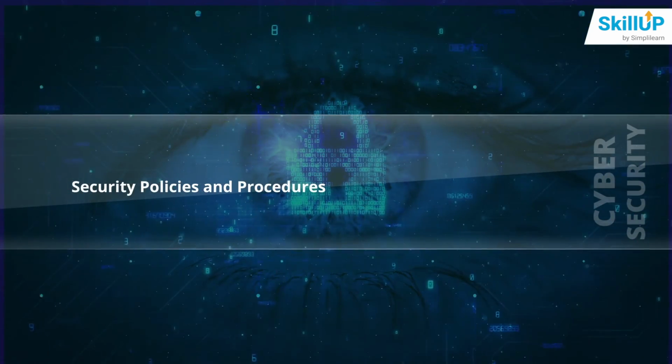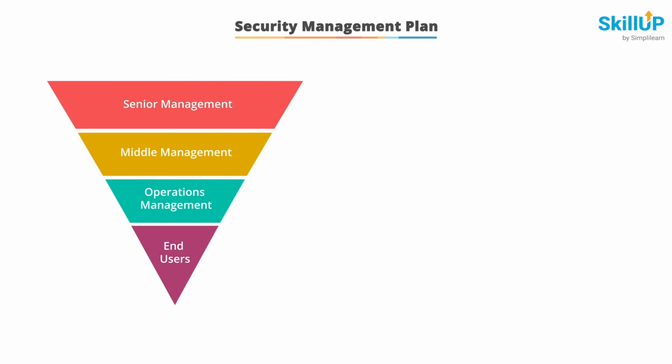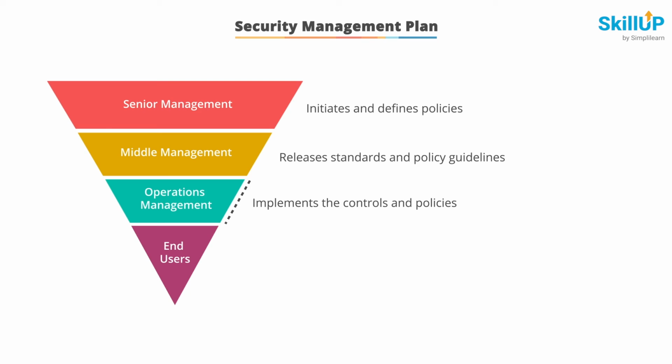Security policies and procedures. The Security Management Plan, or SMP, should use a top-down approach. Senior management is responsible for initiating and defining policies from the top down. Middle management is responsible for releasing these standards, baselines, and guidelines in relation to the policy that was established by the senior management. The operations management and IT teams then implement the controls that were defined above. Finally, the end users must comply with all the functions of the organization. Everything should have the approval from senior management before we start to engage.